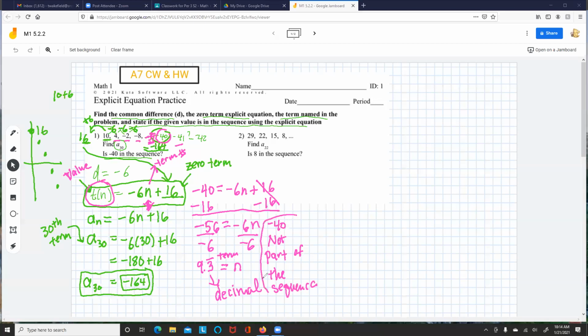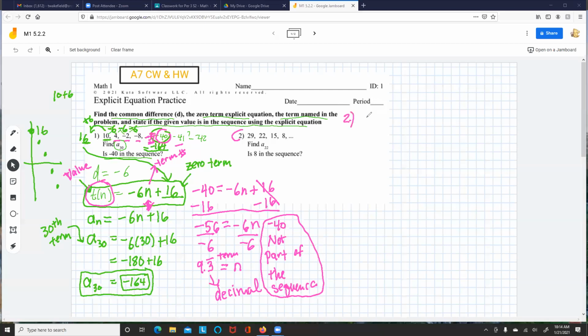Okay. So negative 40 is not part of the sequence. It might be negative 39, it might be negative 38, it might be negative 36, but negative 40, no, that's not part of it. So how do you tell? You plug it into the left-hand part of the equation, and if you get a whole number, not a decimal, then yes, it would be part of the sequence. Okay, let's look at number two here.